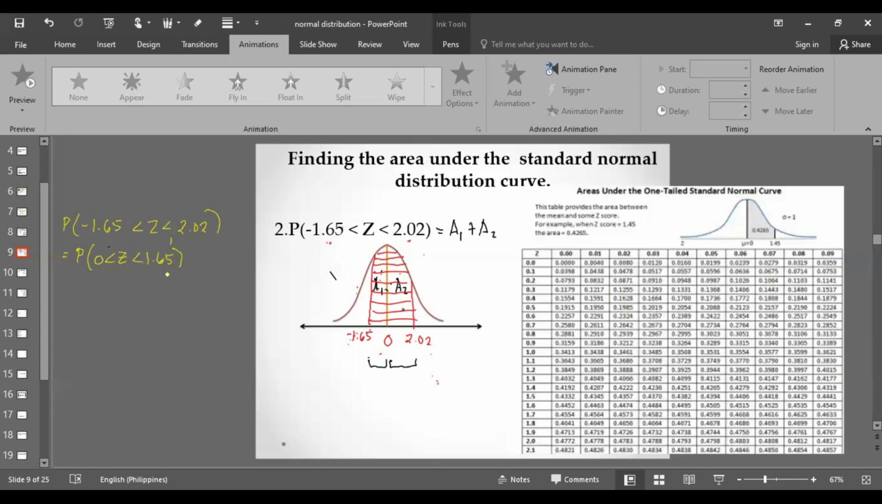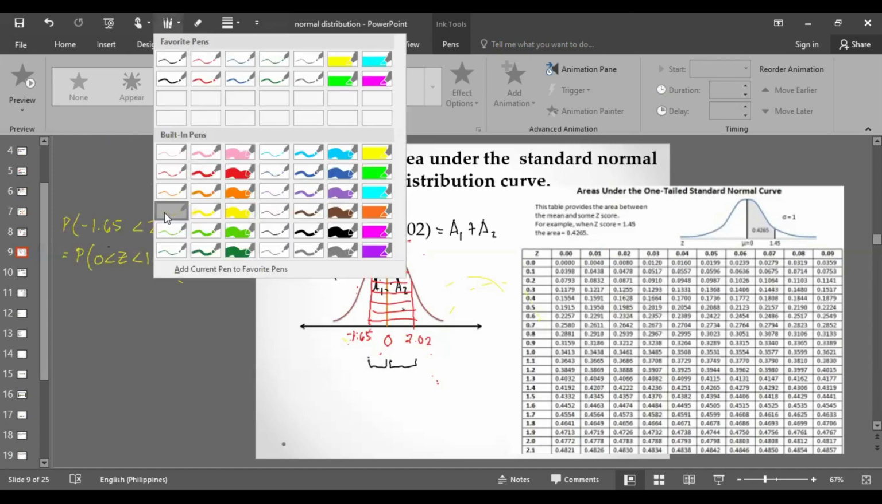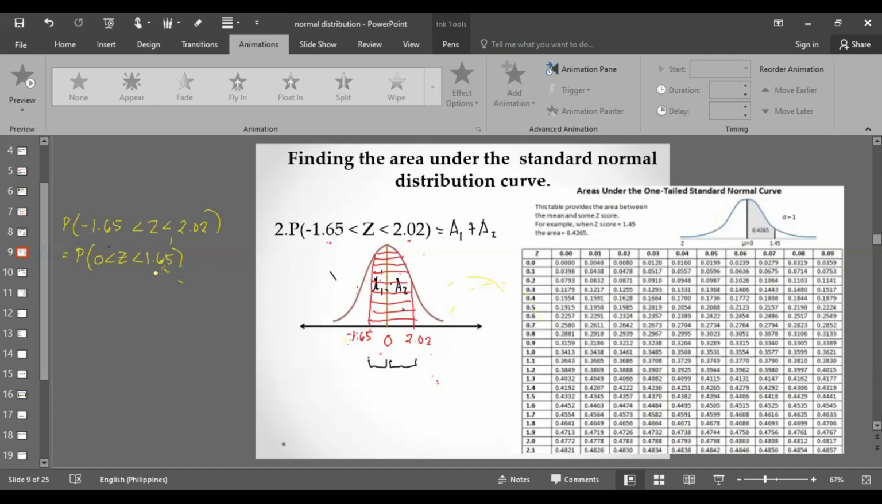As you can see here, I converted negative 1.65 to positive 1.65. They are the same because our graph is symmetrical. The values are the same. So if the z-score is negative, we convert it to a positive value. Then plus the probability of the area between the z-scores 0 and 2.02.